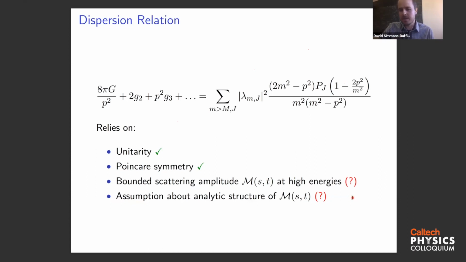But first, I want to highlight some of the assumptions that go into this. So it relies on some assumptions that we like, namely unitarity. So that's responsible for this positive structure here. And Poincare symmetry, so rotation, Lorentz symmetry and translation symmetry. So those are nice, we're happy about those. But it also relies on some kind of boundedness assumption about the scattering amplitude, and also some kind of assumption about the analytic structure of the scattering amplitude. And those we may be less sure about. Okay, so it's important to highlight those.